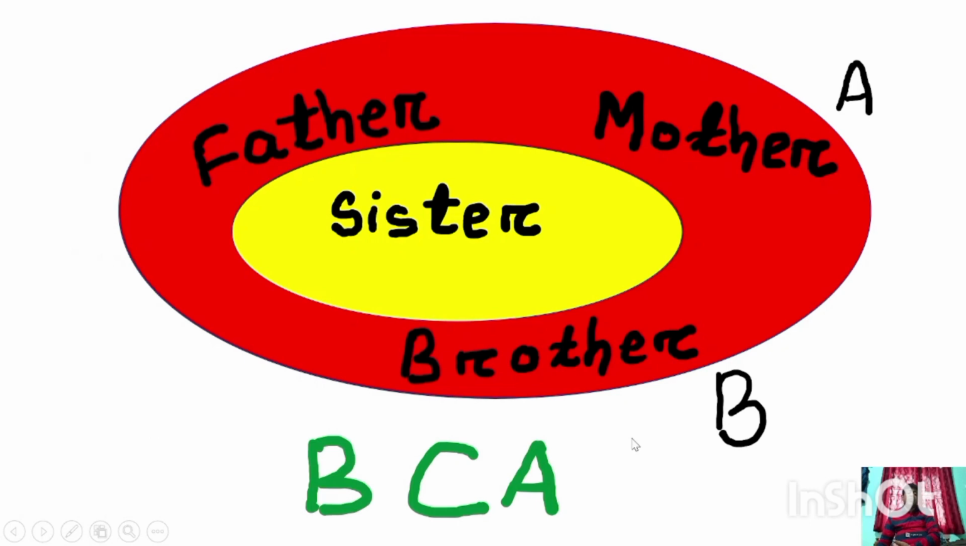Once again, you see the Venn diagram. It has been nicely done, and this Venn diagram clearly shows that B is a subset of A. Right? Here the sister is a part of the family members. That's why the set B is a subset of set A. Right? Okay?